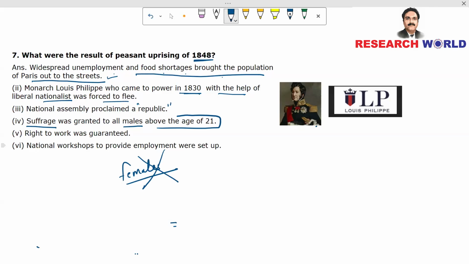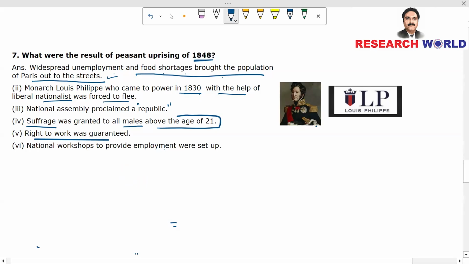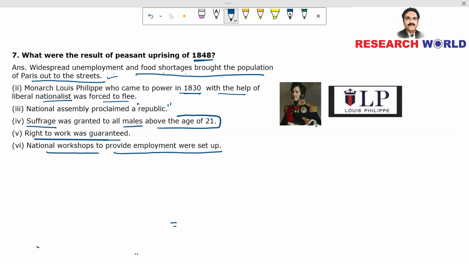Next, the right to work was guaranteed. Reason? The primary reason for this uprising was unemployment. Therefore, the immediate solution required was also employment. So the right to work was guaranteed. That is, some kind of employment was guaranteed. Now, national workshops to provide employment were set up. So we have 6 points, and all these 6 points can easily be remembered and recalled. That's what I hope. Now we'll move on to the next question.